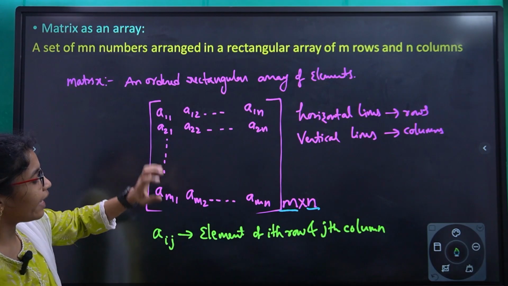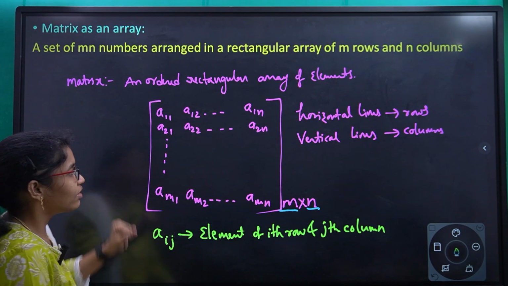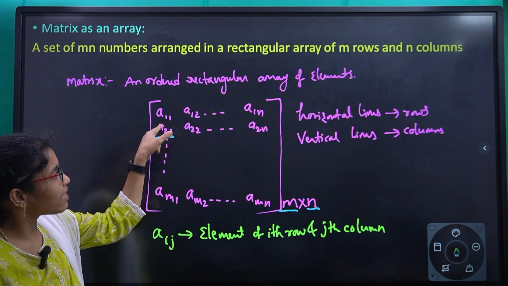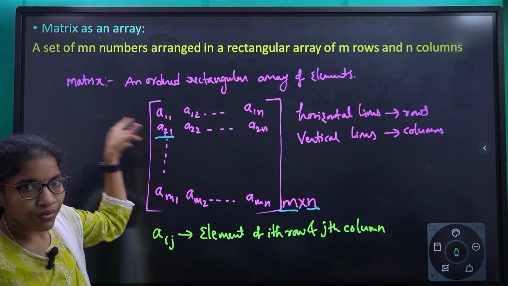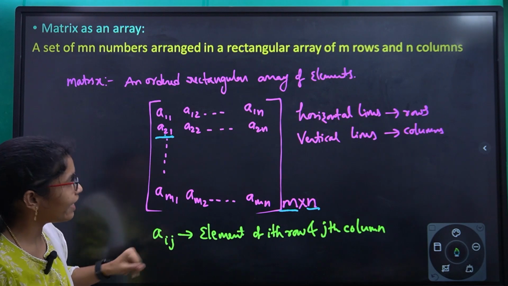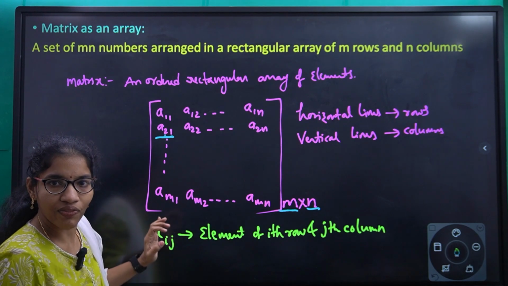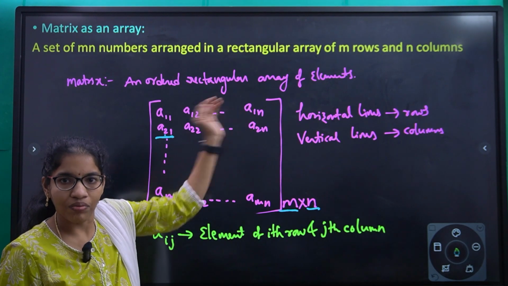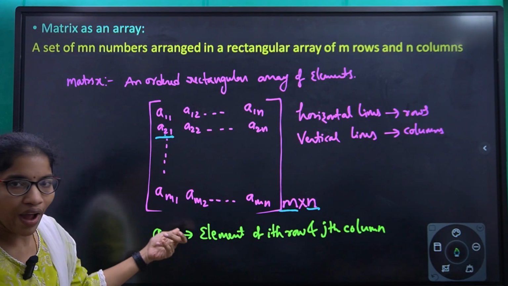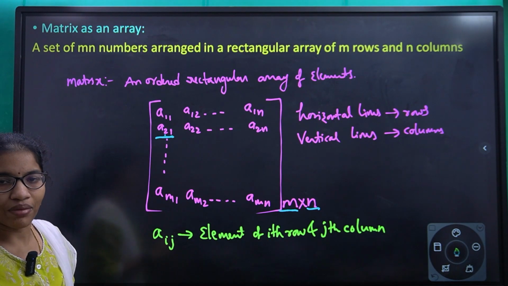So here if you take A23, where is it? Otherwise A21, where is it? Here. That means second row, first column. So this is second row and first column. And A1n is nothing but first row, nth column. Like that, Aij represents the element of the ith row and jth column.